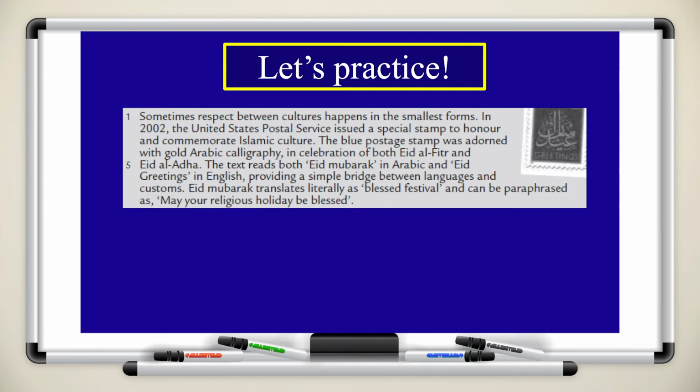Sometimes respect between cultures happens in the smallest forms. In 2002, the United States Postal Service issued a special stamp to honor and commemorate Islamic culture. The blue postage stamp was adorned with gold Arabic calligraphy in celebration of both Eid al-Fitr and Eid al-Adha. The text reads both Eid Mubarak in Arabic and Eid greetings in English, providing a simple bridge between languages and customs. Eid Mubarak translates literally as Blessed Festival and can be paraphrased as May your religious holiday be blessed.